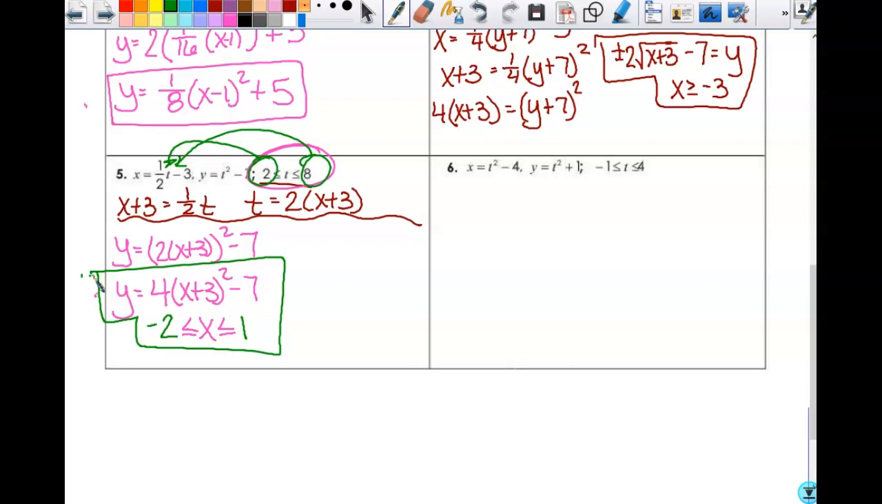So on number 6, all I want you to do, just because I feel like I know you can substitute, I just want you to get me the domain restriction. So at the end, after we would find all this stuff, then find the domain restriction for x.